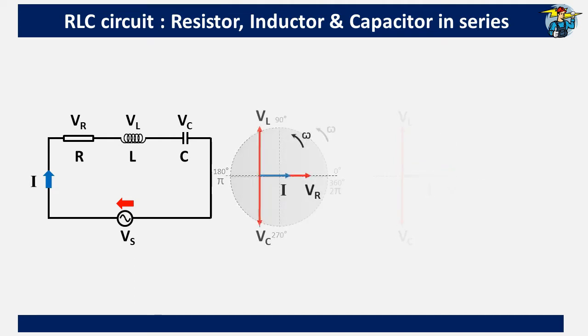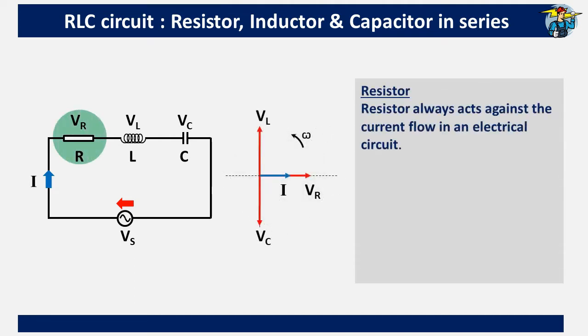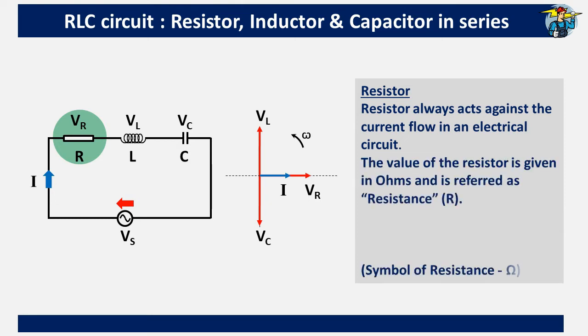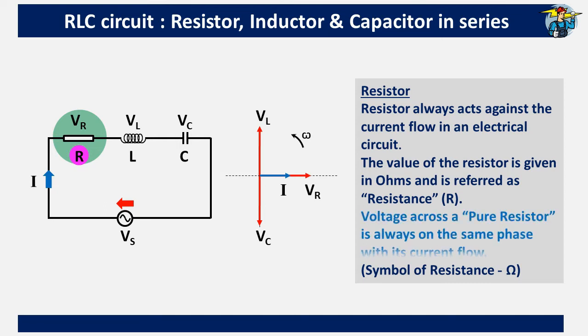Let's go back to the resistor again. Resistor always acts against the current flow in an electrical circuit. The value of the resistor is given in ohms and is referred to as resistance R. By increasing the resistance on a circuit, you can reduce the current flow through it. Voltage across a pure resistor is always in the same phase with its current flow.